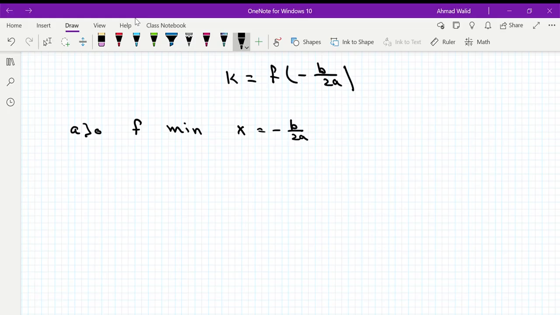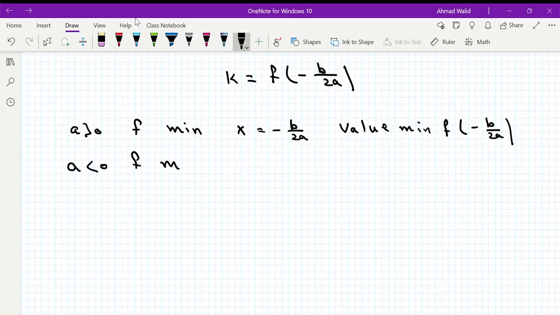How much is the value of your minimum? That will be f of negative b over 2a. Same thing, if a is less than 0, f has a max, where you can see the maximum point at x equal negative b over 2a, and its value of the max will be f of negative b over 2a.